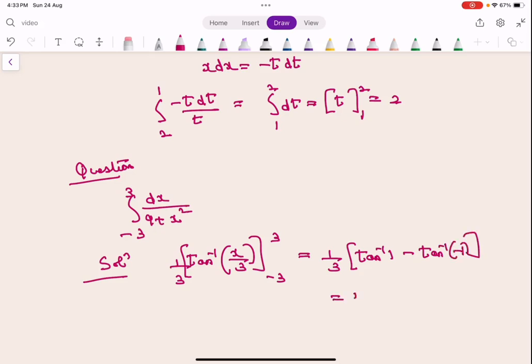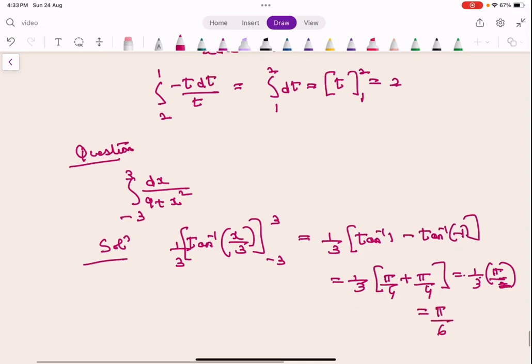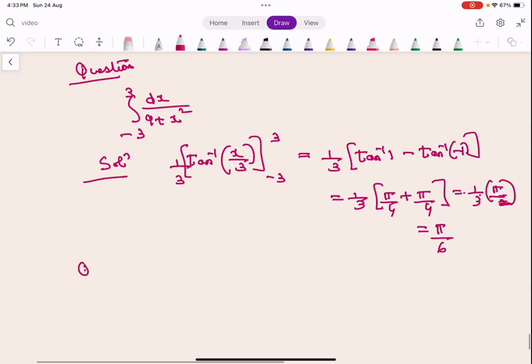What is tan inverse 1? It is pi by 4. Now tan inverse minus x is minus tan inverse x. So it becomes plus tan inverse 1, which is pi by 4 again. So you will get 1 by 3 into pi by 2. And your answer would reduce to pi by 6. Let's move on to the next question.